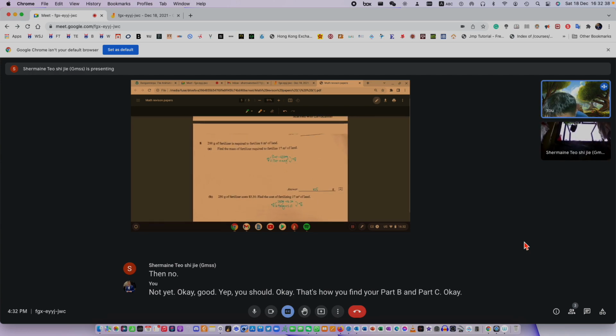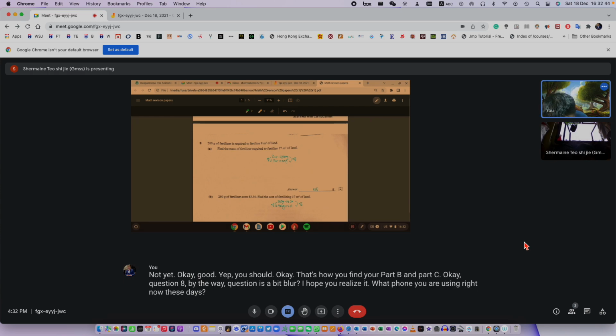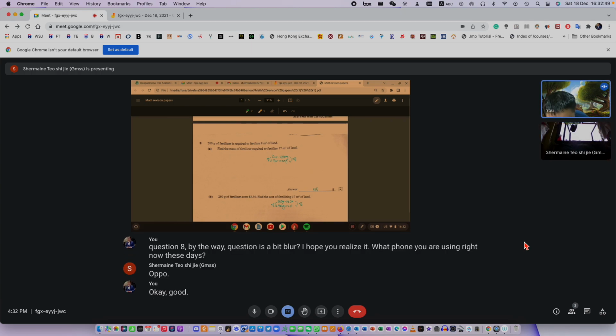Okay, question 8. By the way, question 8 is a bit blur. I hope you realize it. What phone are you using right now these days? Oppo. Okay, good. Then Oppo should take very good pictures. Next time if this is blur, then you have to retake.